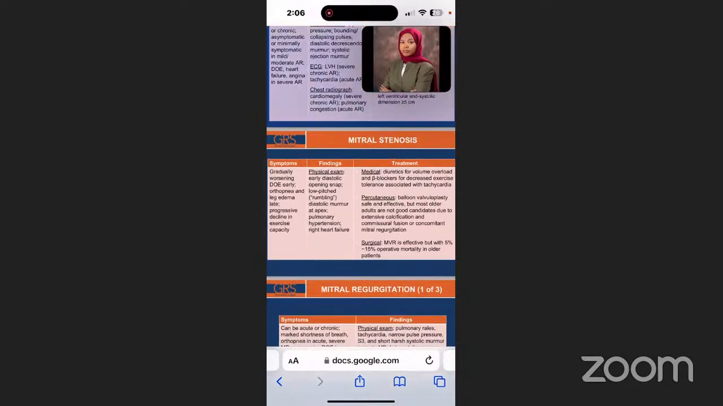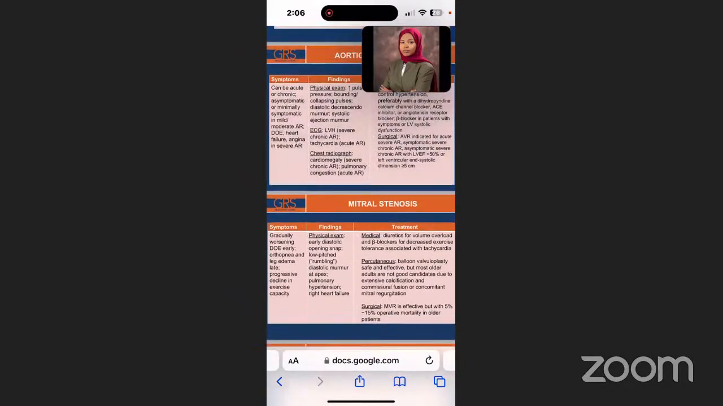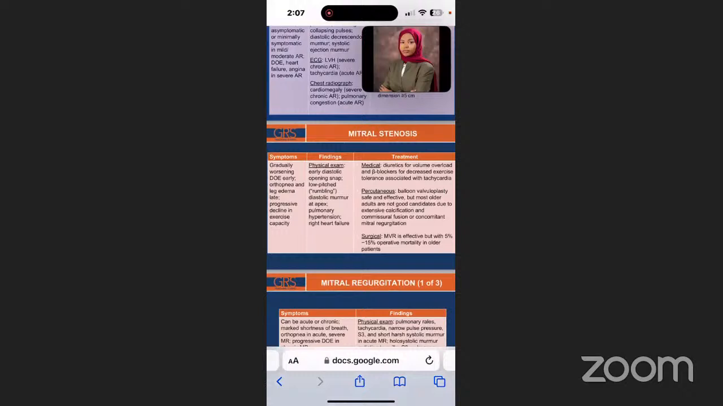This is the dimension of the regurgitant valve. Number 3, in valvular disease, we have mitral stenosis. As we can follow the same sequence, the symptoms of this condition will be gradually worsening, and there is also orthopnea, leg edema, and leg presentation.